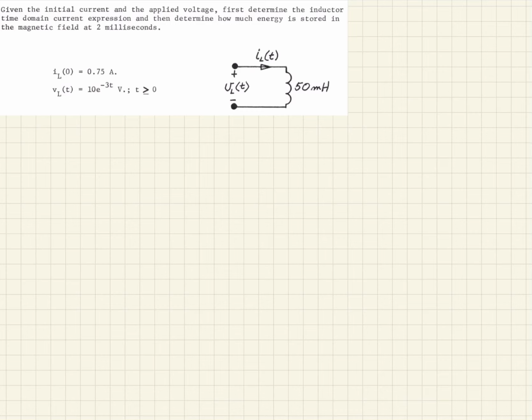So here we're given a super simple example where we just have a 50 millihenry inductor, and we have some voltage that is applied across it and then some current flowing through it. And here we have a definition for the voltage at some time t, and then we have a boundary condition that at 0 seconds we know that it's 0.75 amps.